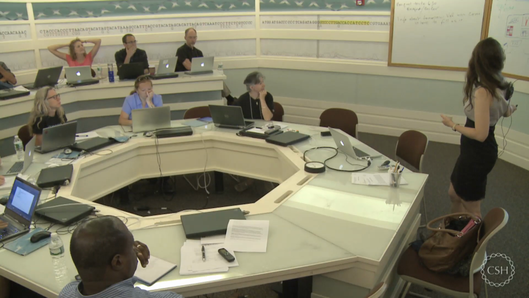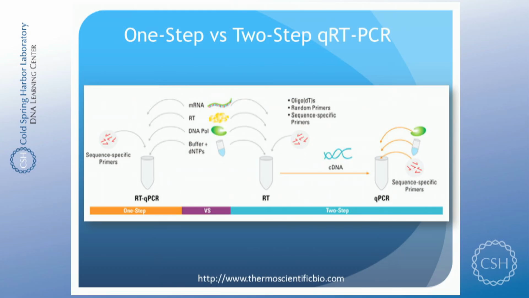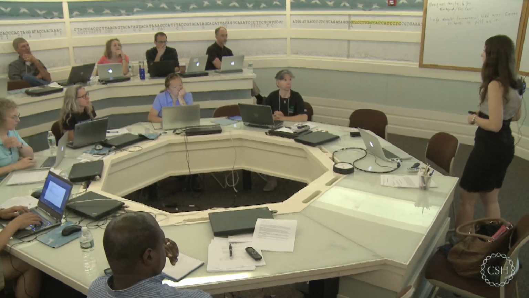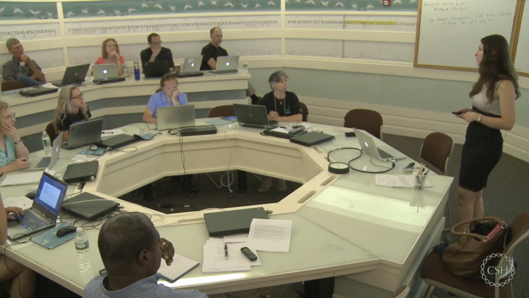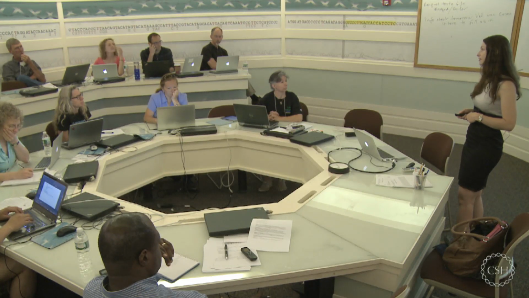2-step qPCR would be just as I laid out. You have a RT, a cDNA synthesis step beforehand with either oligo-dTs, random primers, or you can also here use sequence-specific primers. And then you use the cDNA subsequently for a classical qPCR. Sorry, can you multiplex the 2-step? You can multiplex the 2-step. You cannot multiplex the 1-step.